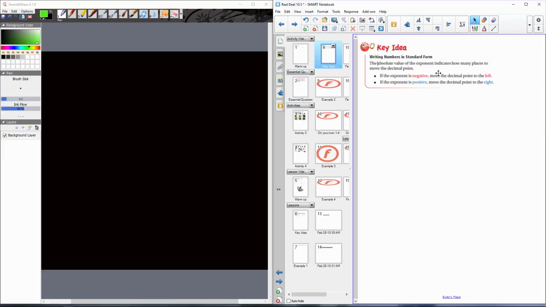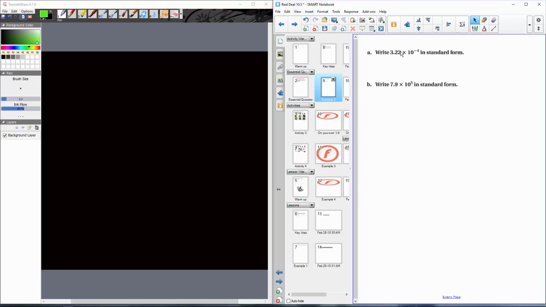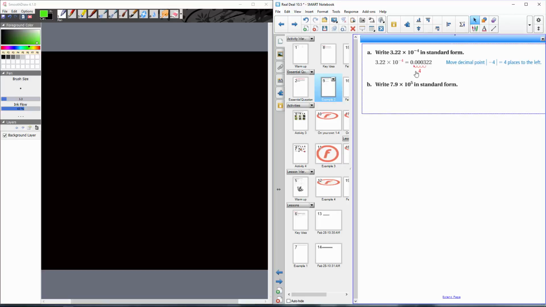Another key idea is that with decimal points, if you're going to the left, it becomes negative, and positive is to the right. So if I look at this here, in standard form, this would be going to the left. So I have to go over. I'm going to have 3 zeros and then a 3, 2, 2. It'll look like this here. So 1, 2, 3 zeros, 3, 2, 2. So that's how you write it.